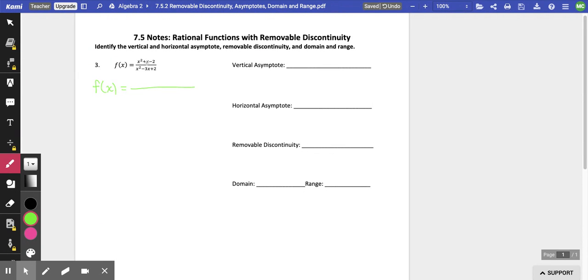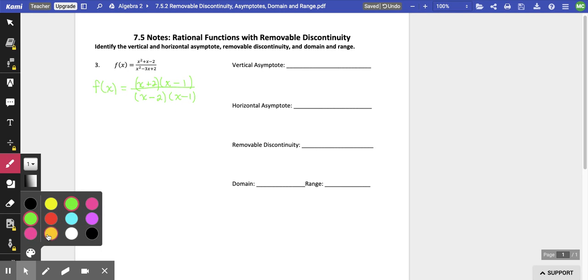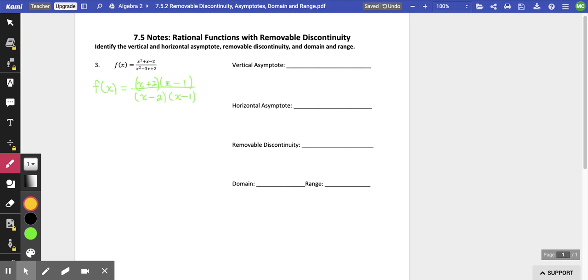So x squared plus x minus 2, we would need things that would multiply to make negative 2 and add to make a positive 1. So that would be x plus 2, x minus 1. And the denominator, x squared minus 3x plus 2, things that will multiply to make a positive 2 and add to make a negative 3. That would be x minus 2, x minus 1. So we can see now the numerator and the denominator have a factor in common. This x minus 1 is in common. So those would cancel.